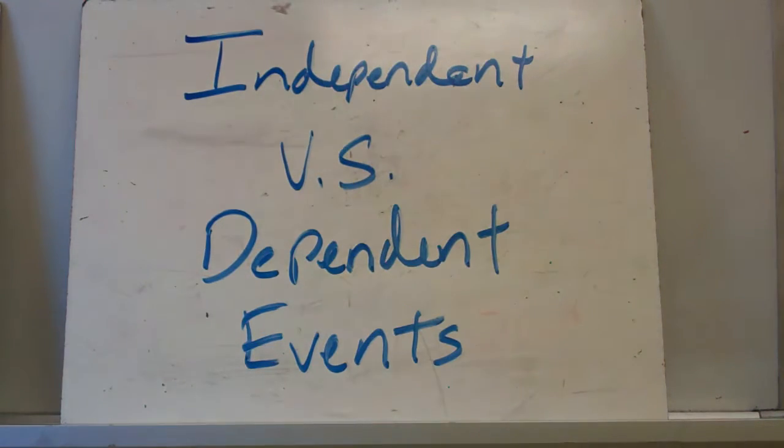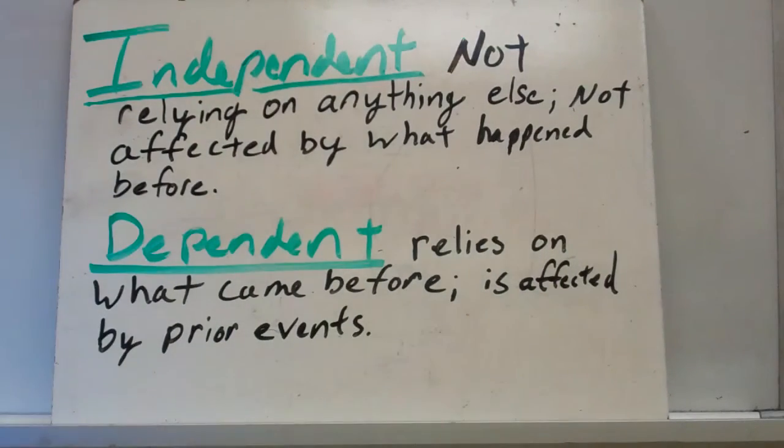Hey guys, today we're going to talk about independent versus dependent events in regard to probability. Let's talk a little vocab first. Independent events do not rely on anything else. They are not affected by what happens before. Whereas dependent events do rely on what came before, and they are affected by prior events. So that's going to be important as we go forward.